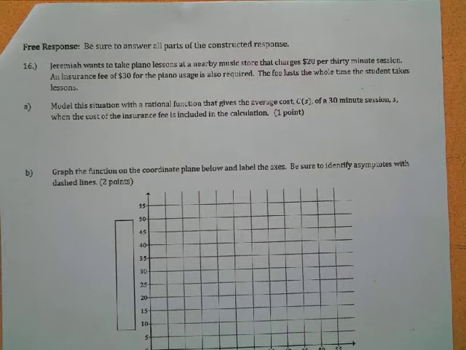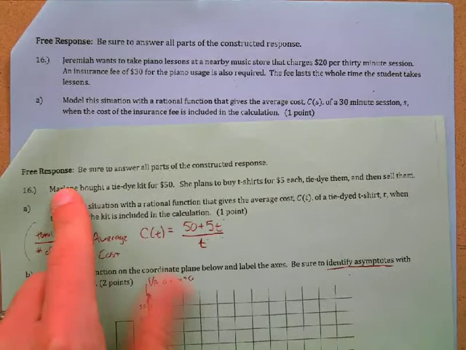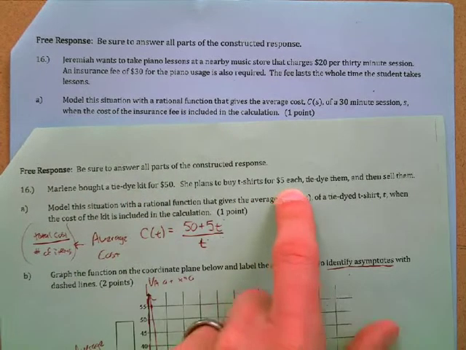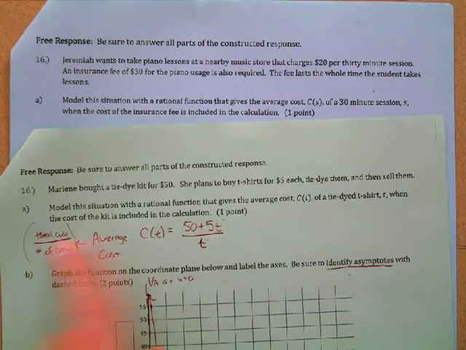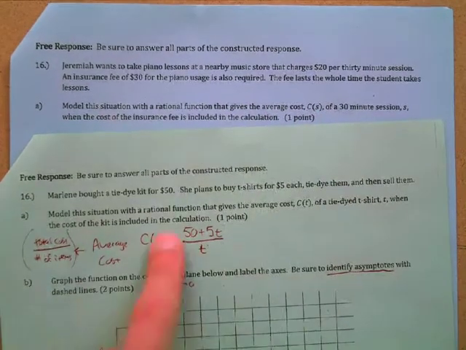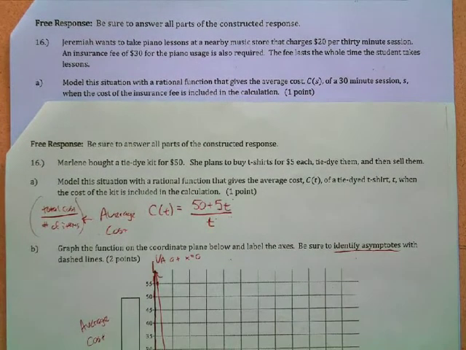Okay, so this is very similar to our green one that we did, right, with Marlene buying a tie-dye kit for $50. She plans to buy T-shirts for $5 each, tie-dye them and sell them. So blah blah blah. This one, it's having us find the average cost here. So why don't you guys go ahead, just take like a minute here and just try 16A. I'll leave the example from the tie-dye one, from the green one up there. Read the problem again if you need to.